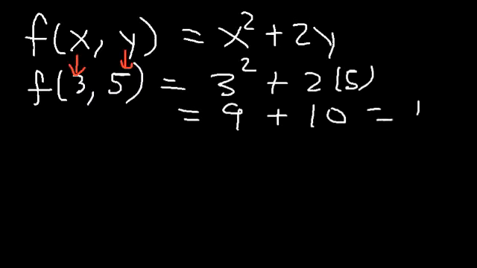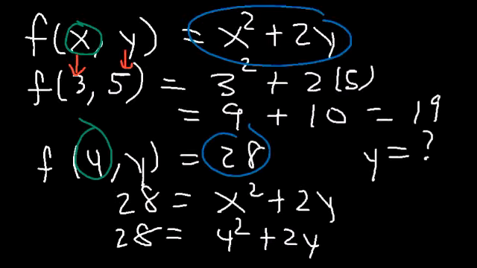But now let's say f of 4 comma y is equal to 28. What is the value of y? So notice that in this problem, x is equal to 4, and the entire function is equal to 28. So we can say that 28 equals x squared plus 2y. And we know that x is 4, so we can plug in 4 for x.